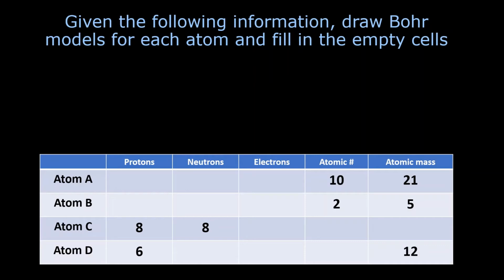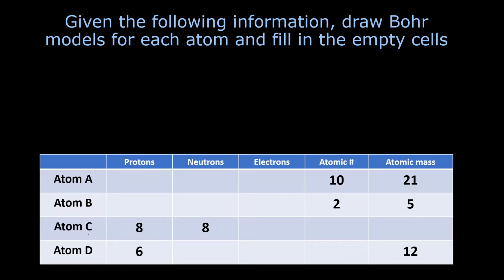Given the following information, draw Bohr models for each atom and fill in the empty cell. So this might take a little bit of work to do. Let's start with the chart real quick, and let's fill out as many cells as we can without knowing anything. Let's start at the bottom. Well, I know protons and electrons should be the same. When I'm drawing a Bohr model, I should have the same number.